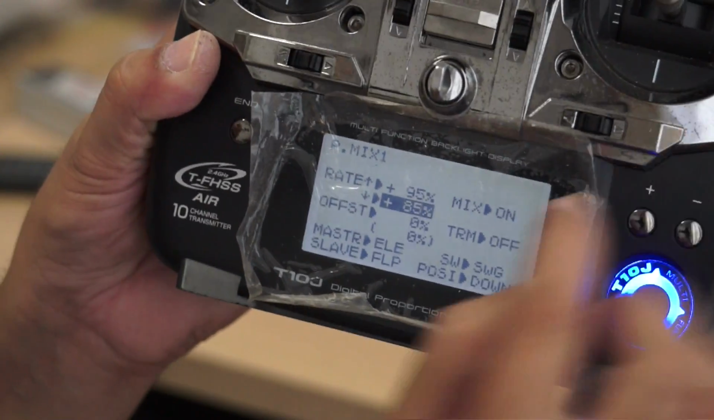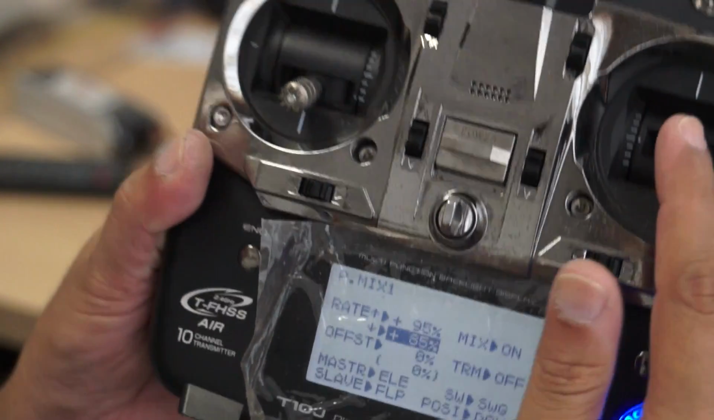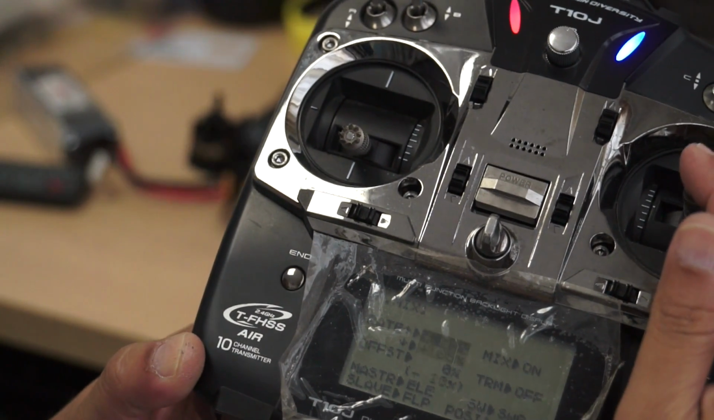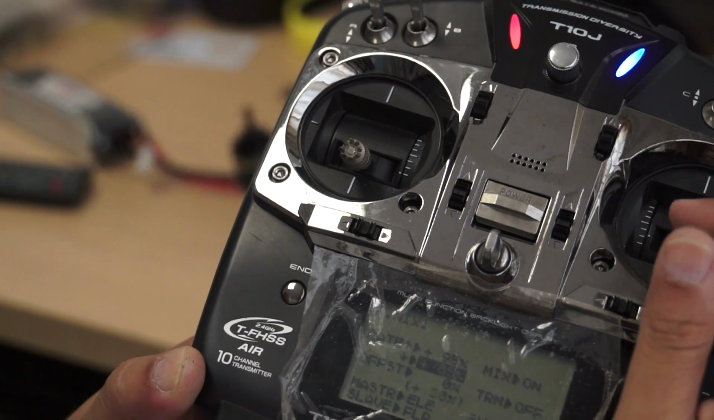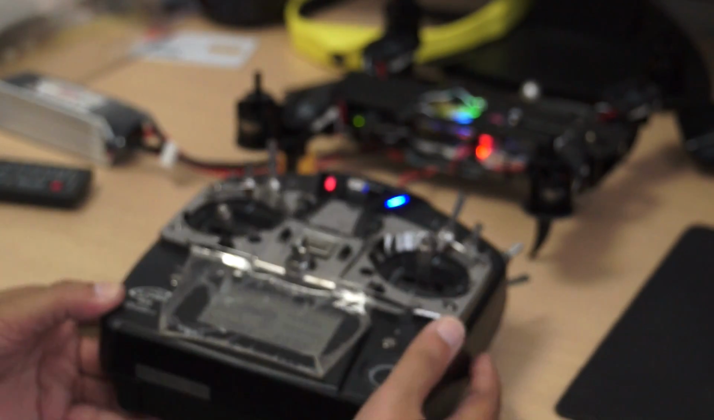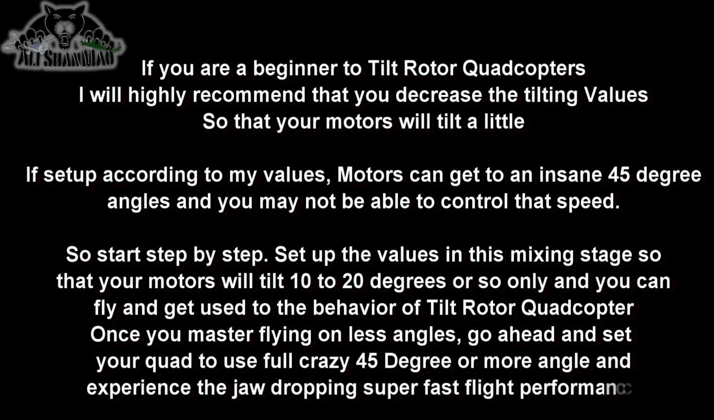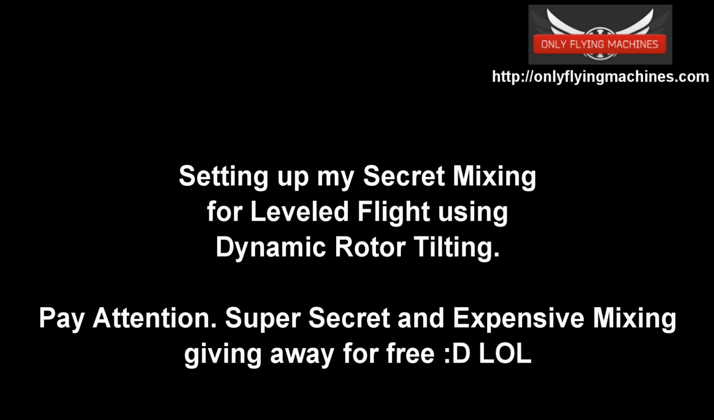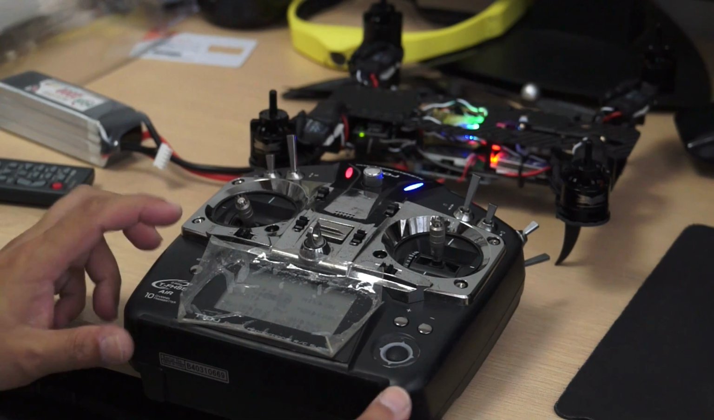And once the mixing is on, you put in the values according to your travels on your quadcopter, and you can see in the background your quadcopter is tilting the rotors. It's actually walking. Oh, it walked away. Anyway, so this is the first quad that actually walks. This is the world's first quadcopter that can actually walk. Anyway, so this is the first mix.